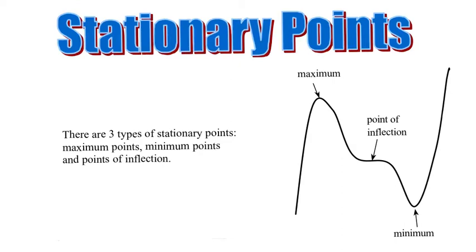In this video, we'll take a closer look at stationary points and how the second derivative can help us decide whether they are maximums, minimums, or points of inflection. There are three types of stationary points: maximum points, minimum points, and points of inflection. On the graph, you can clearly see there is a maximum point there, there is a point of inflection there, and there is a minimum point there.